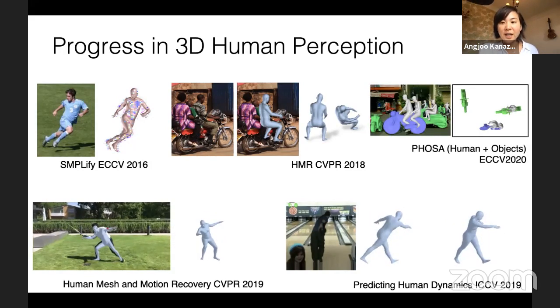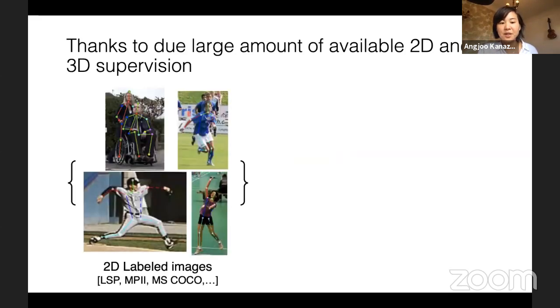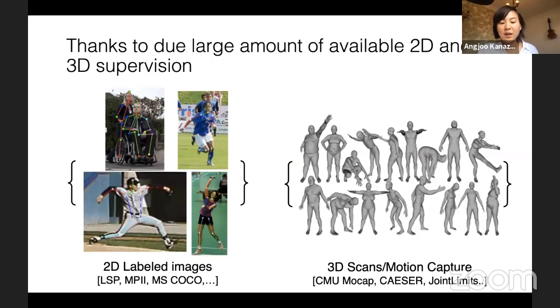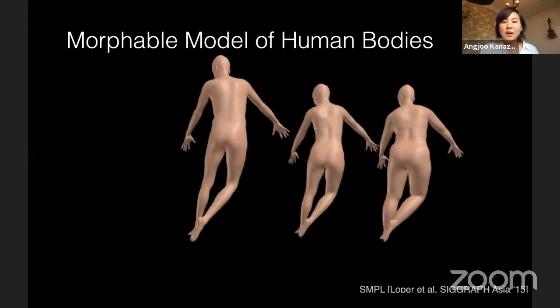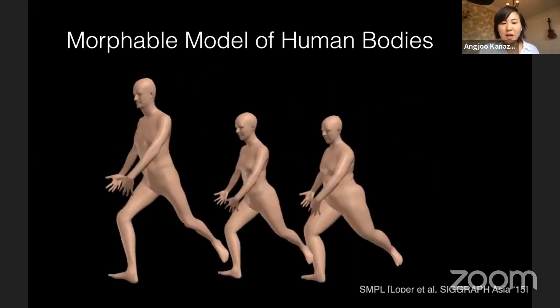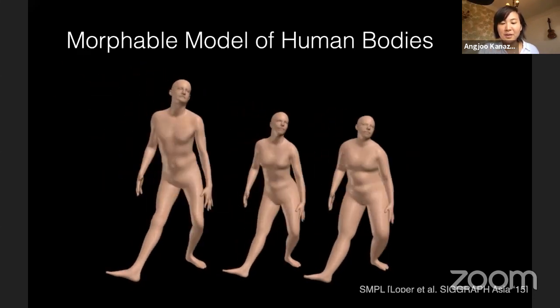It's just very exciting. But much of the progress in humans is thanks to a large amount of available 2D and 3D supervision. So 2D labels, of course, but what is key in a lot of these works is that we have scanned lots of people in various different shapes and forms, poses. And what this data is useful for is that you can use this to create a morphable model of human bodies, as shown here. This is from Michael Black's lab, which a lot of us use.